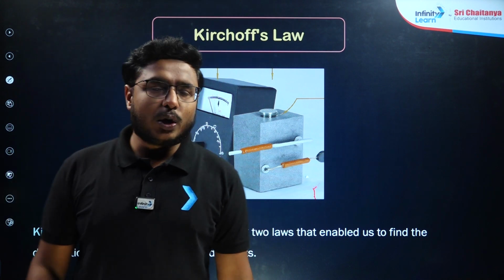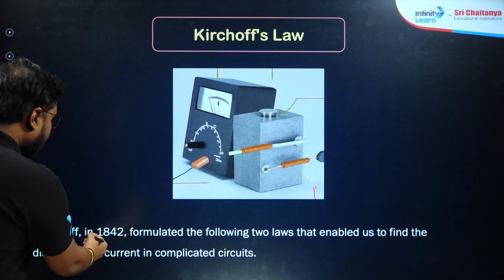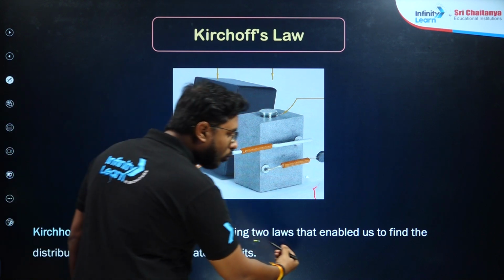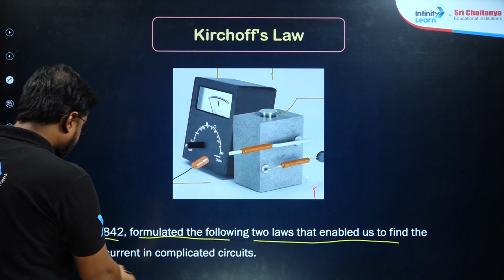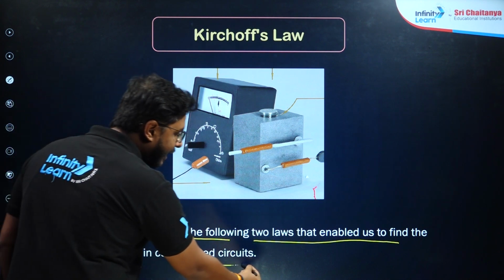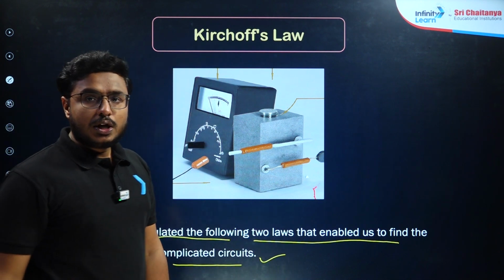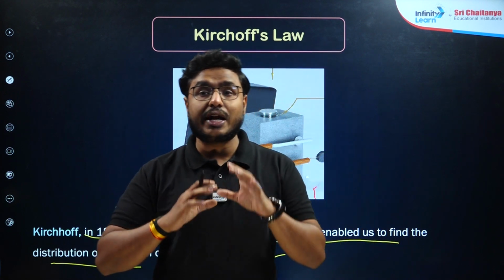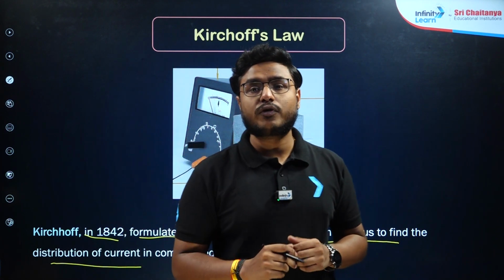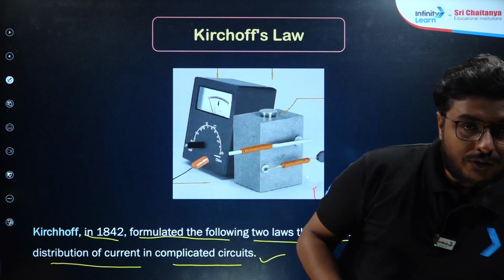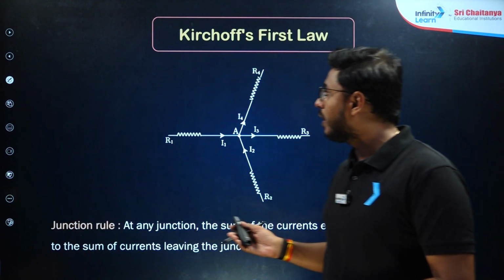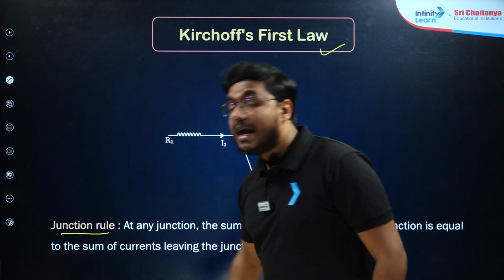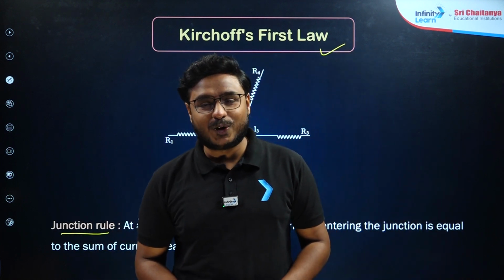Kirchhoff in 1842 formulated the following two laws that enabled us to find the distribution of current in complicated circuits. With the help of Kirchhoff's laws, we are able to do it. The very first law which we are going to discuss here is known as Kirchhoff's first law, also known as the junction rule and Kirchhoff's current law.